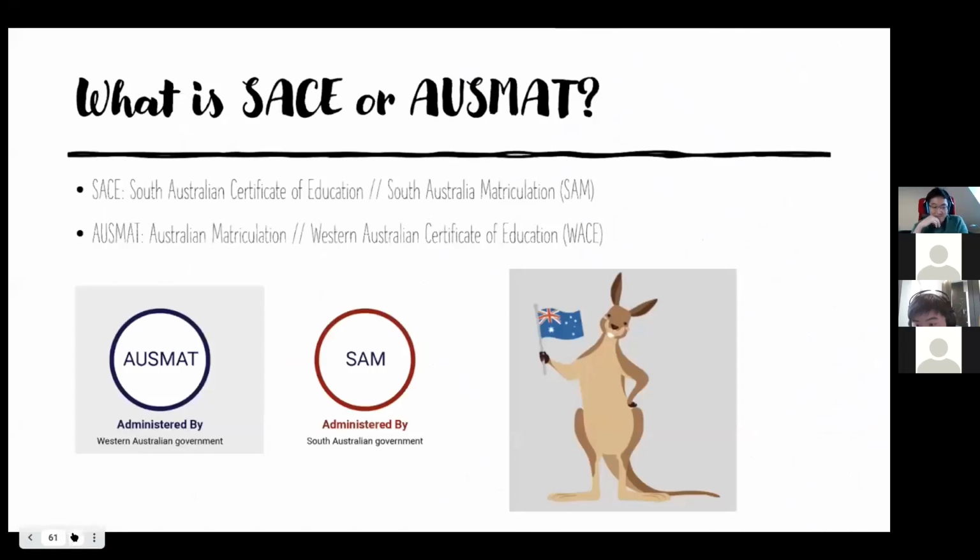All right, cool. So what is actually SACE or AUSMAT? So Sean, you've mentioned that it's called SAM, right? Yeah, and for AUSMAT, we called it SAM back in the days. AUSMAT is Australian Matriculation, or in other words, they also call it WACE, which is Western Australian Certificate of Education. Between these two, they are governed by two different bodies. For AUSMAT, it's by the western side of Australia, and for SACE, it's by the southern side. Yep, and without further ado, let's move on to the next slide.